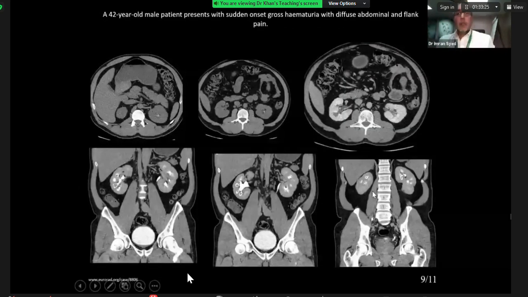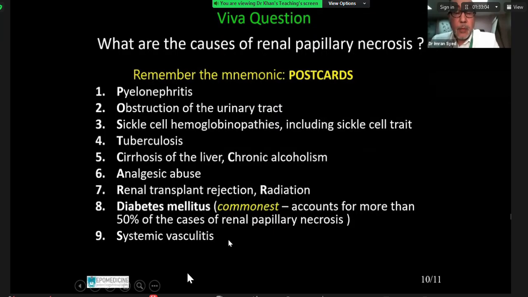Now, this is an example of the same thing. We've been through this, but this is an overview again. So where you've got clubbed calyces, claw sign, and the peripheral signet ring sign, these are features of papillary necrosis. So there's a whole list of causes, but generally speaking, there's a mnemonic, which is POSTCARDS, and I'm sure you know it, but pyelonephritis is important.